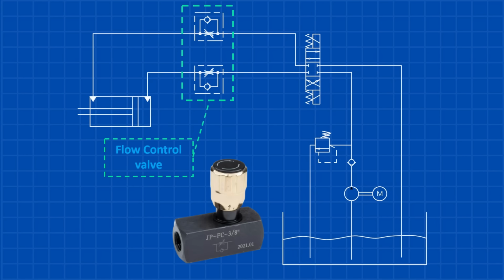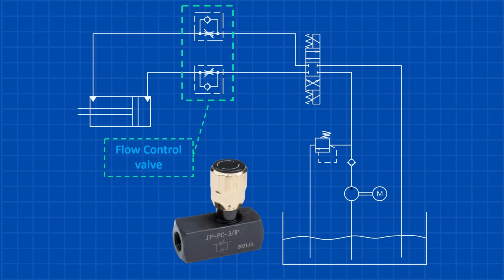Next, let's talk about flow control valves. These valves are used to adjust the flow of fluid, which in turn changes the speed of the actuator. In our system, we're using a directional flow control valve. This means it only controls the flow in one direction. There's a check valve on the outlet side that makes sure the flow goes through an adjustable opening or orifice.